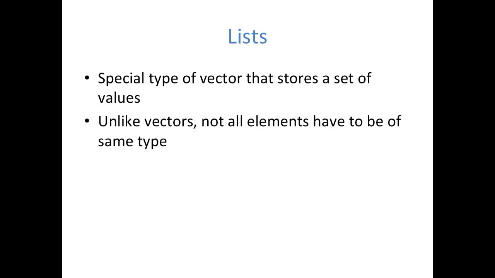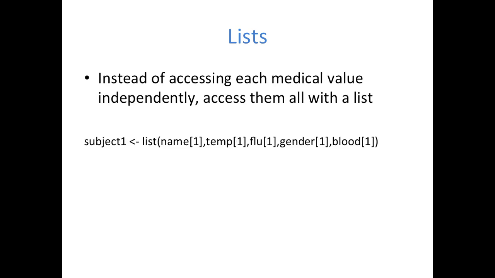Okay. Another data structure that we have are lists. Lists basically are a special type of vectors that can store different types of values. So unlike vectors where each element is of the same type, a list can have elements of different types. So for example, we've been defining names for Anne, for John, and Mary. We've been defining their temperatures, whether they have flu or not, their gender, and the blood type. Okay, so we can actually create a list for each of the subjects. So for example, for Anne, we can create one list that will have her name, her temperature, whether she has flu or not, her gender, and her blood type.